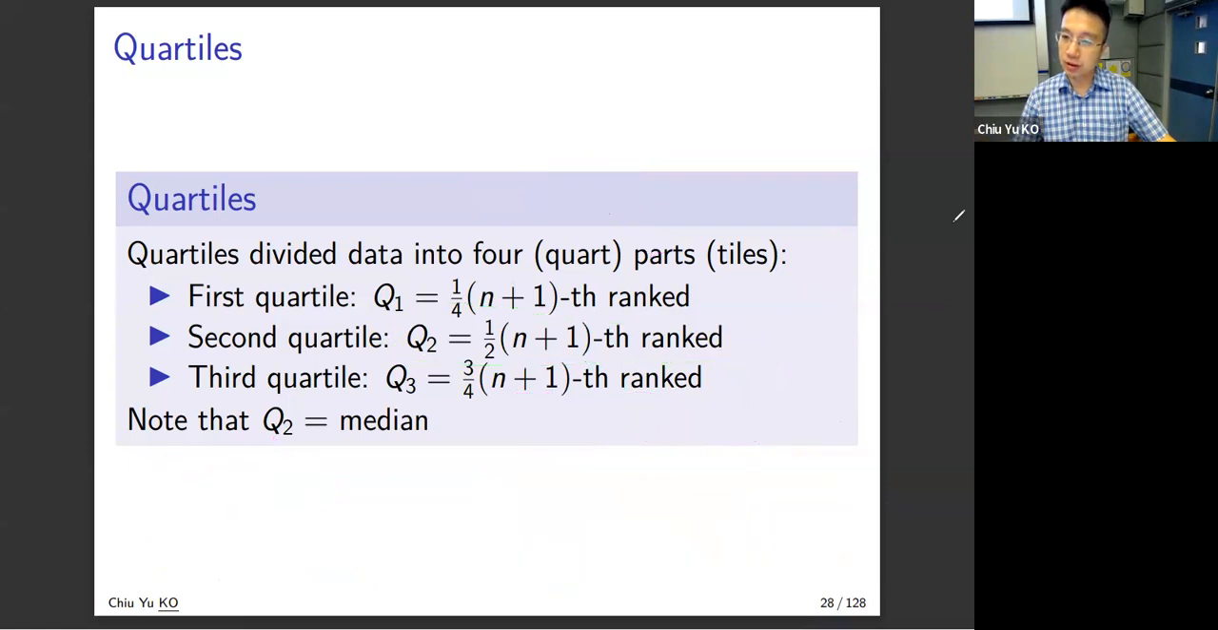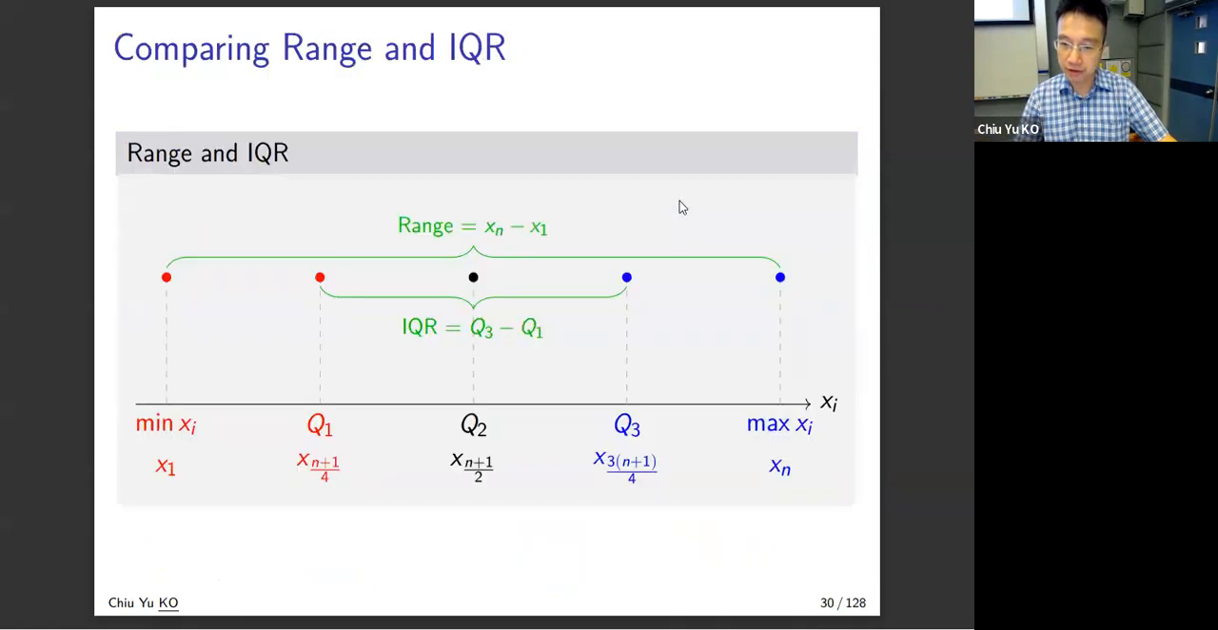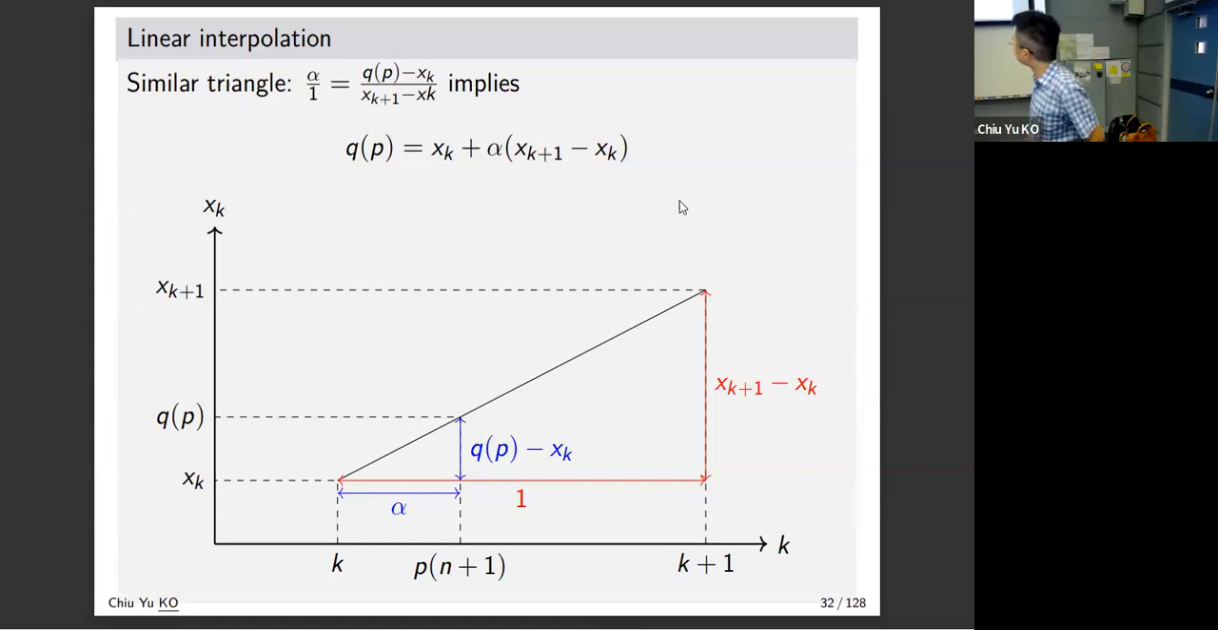I can convince you this is the right formula by using a similar triangle. That's the idea behind it. What you have is an integer k, and k plus 1, and there's a point somewhere in the middle.